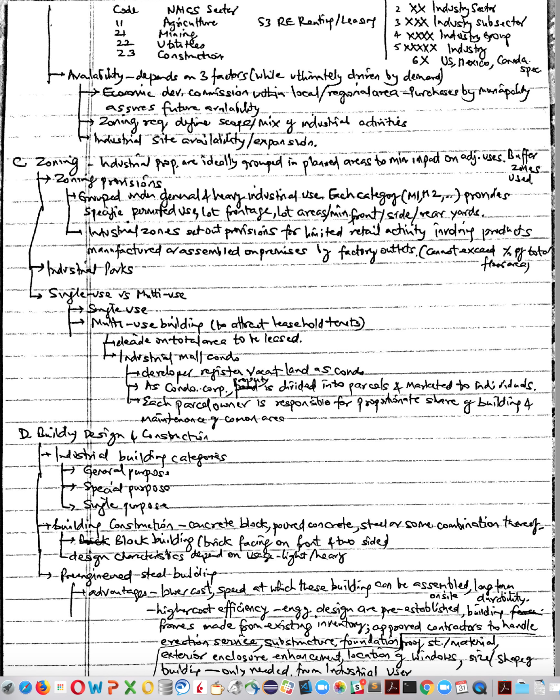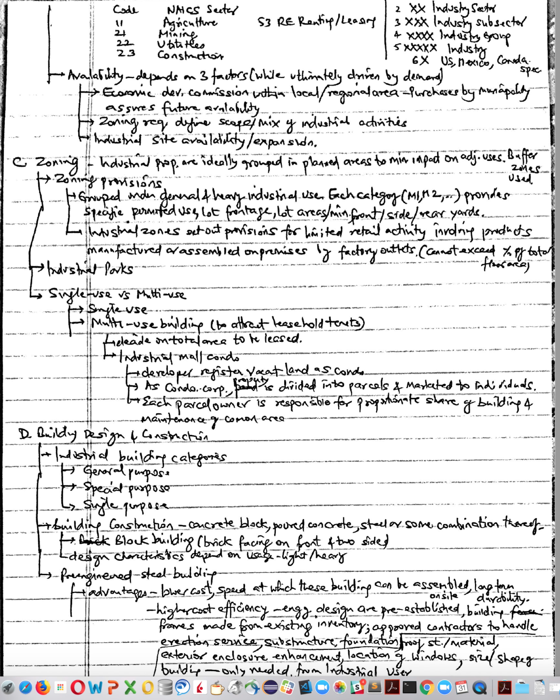Continuation from the previous discussion on chapter 2, industrial. We are talking about the zoning provisions, and industrial properties are essentially grouped into planned areas to have the minimum impact on the adjoining uses, and therefore there are buffer zones which are added.